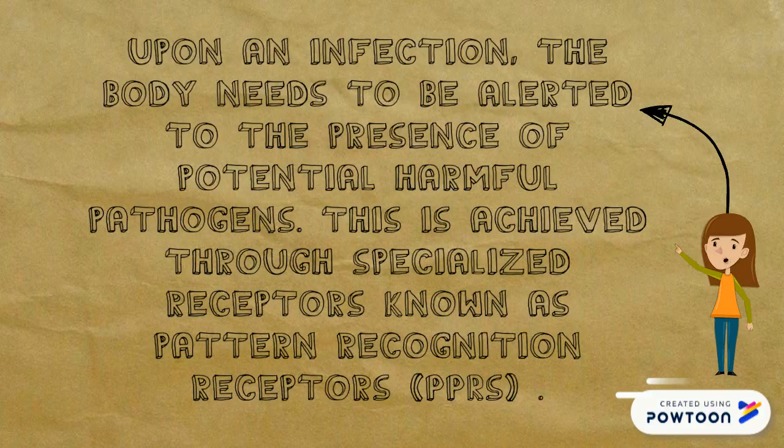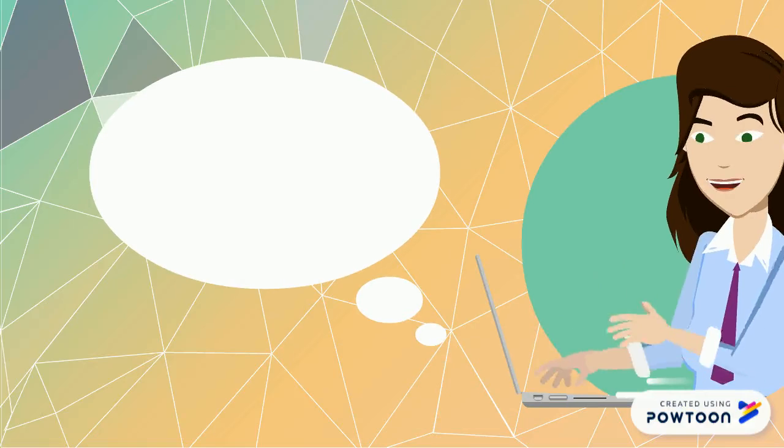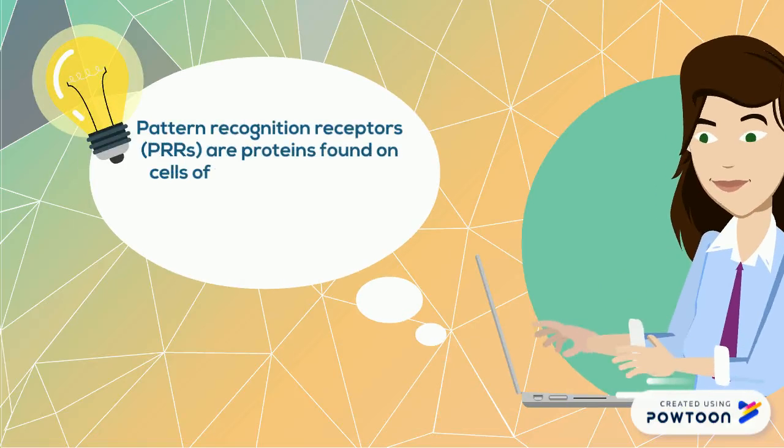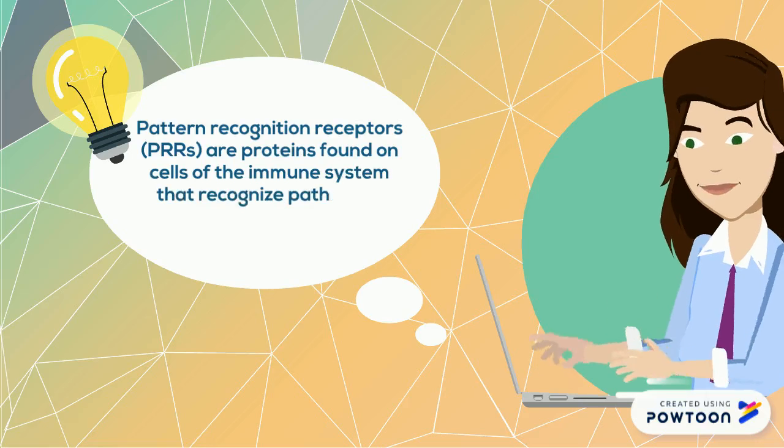If the pathogen crosses the physical barriers, the body needs to be alerted to the presence of potentially harmful pathogens. This is achieved through specialized receptors known as pattern recognition receptors. Pattern recognition receptors are proteins found in the cells of the immune system that recognize pathogen-associated molecular patterns.